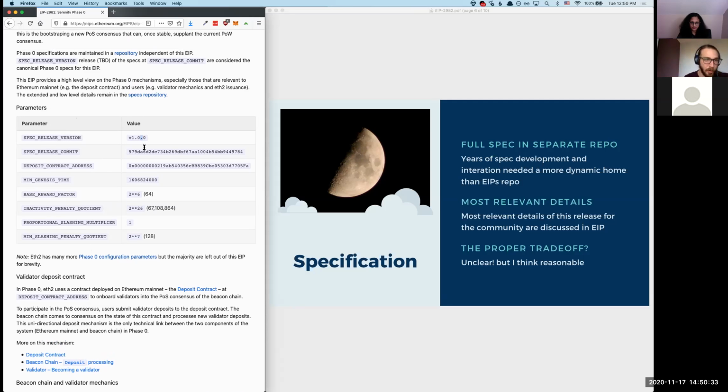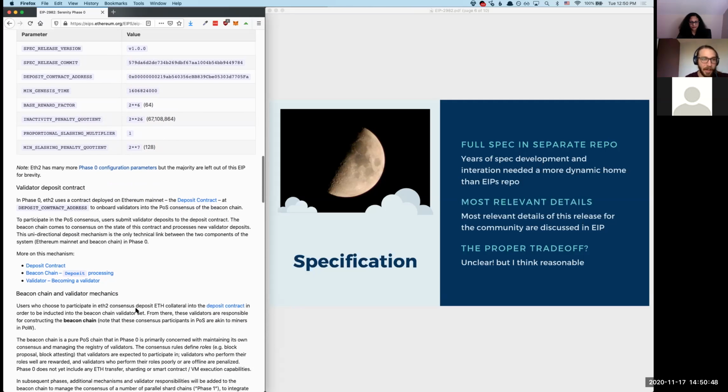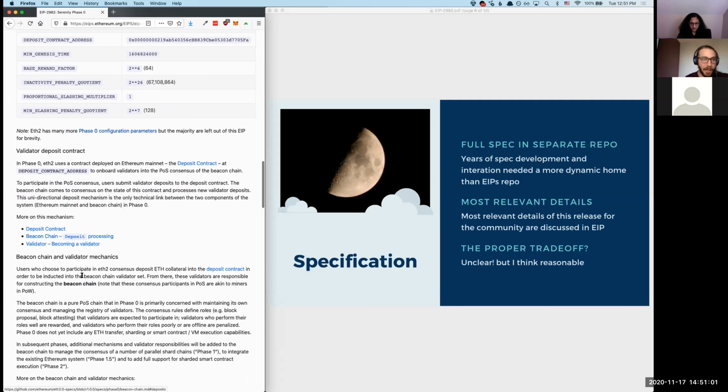You know, the release version, a commit, deposit contract, minimum genesis time, that's a Unix time. That's December 1st, 12 p.m. UTC. And then some values with respect to rewards and penalties. And then we go in and we talk about how the deposit contract becomes kind of the interface into this new proof of stake chain, and how people need to think about making those deposits.